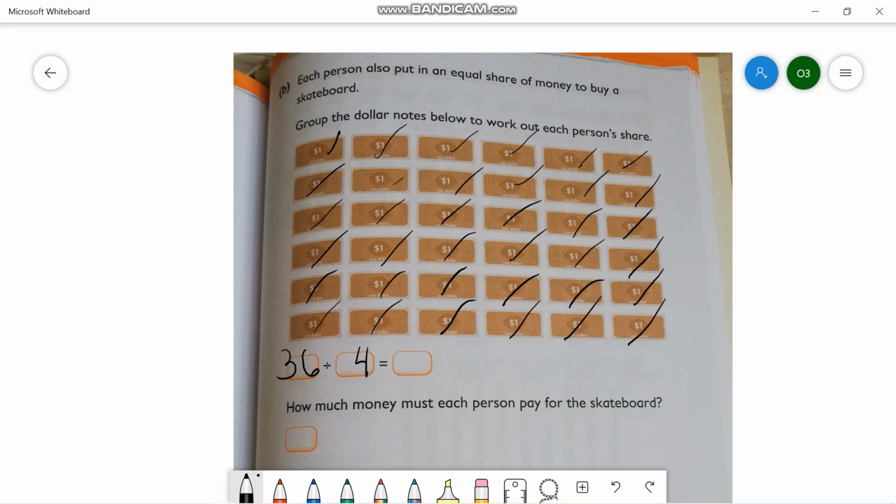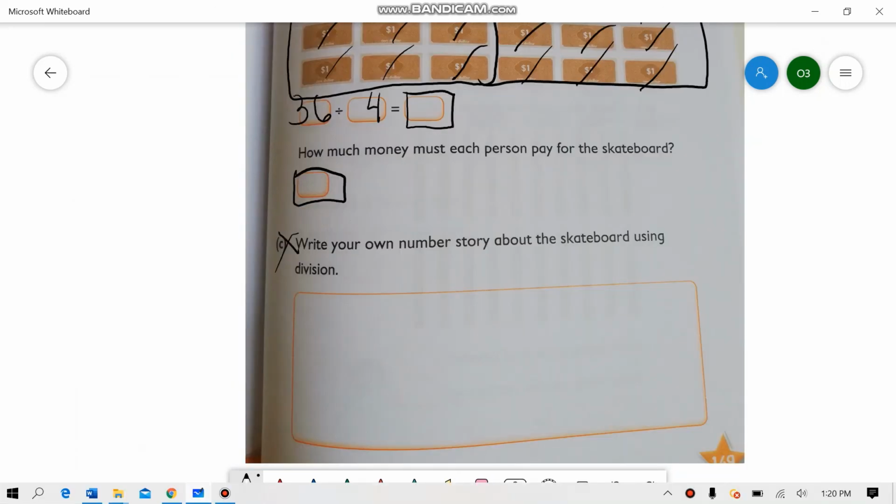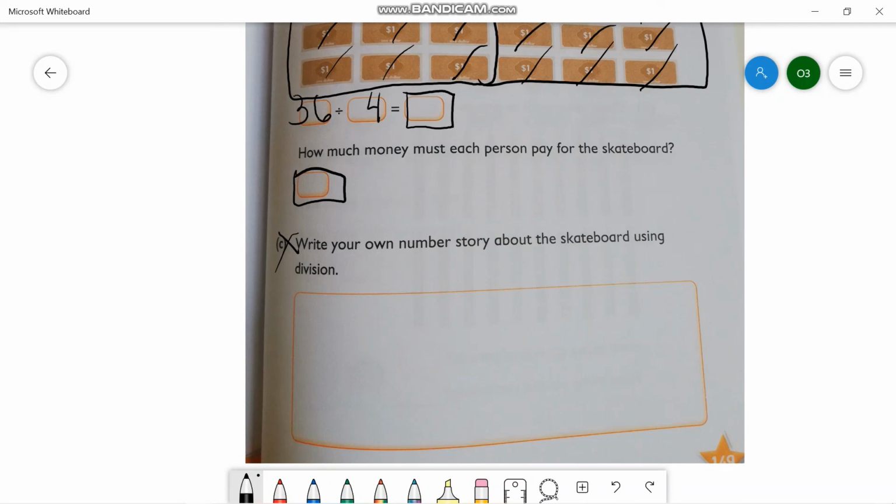Again, how many are they? They are 4. So you have to write here your answer, and you have to make the groups. So I will show you how to group it. So we have here 1, 2, 3, and then 4. So how many dollars are in each group, or how much does each of them share to buy the skateboard? And then write also your answer here. For letter C, you don't need to answer this. Just leave it blank.